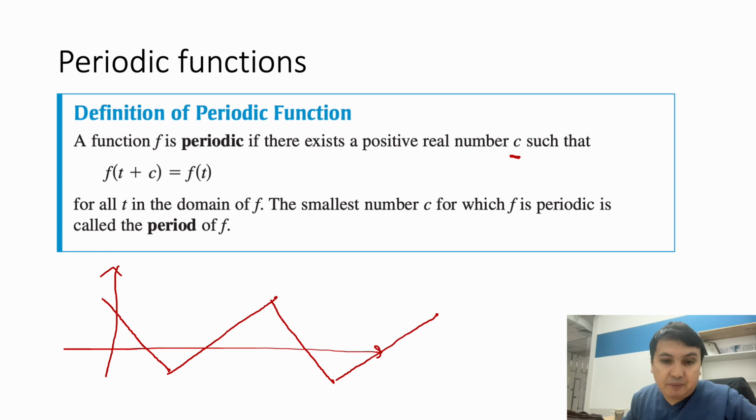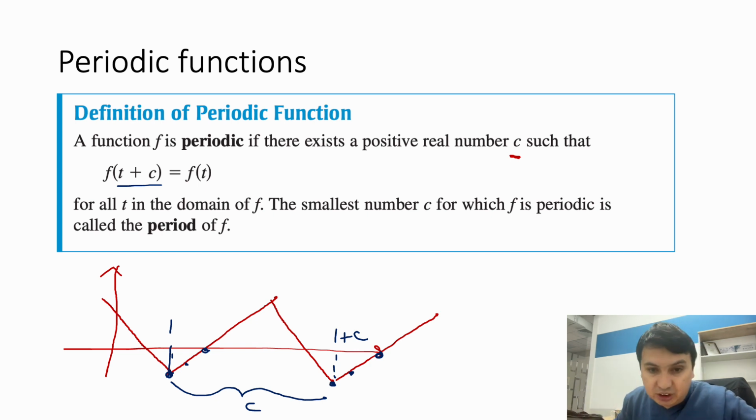So for example, the value at this point is the same as the value at this point. And then it repeats. The value at this point is the same as the value at this point, right? So basically what we see is, whatever this distance is, if we call this C, that's going to be the period. Because if this is 1, this would be 1 plus C, right? So it repeats. Once I shift it by C units, the graph is not changing. That's what periodic means.